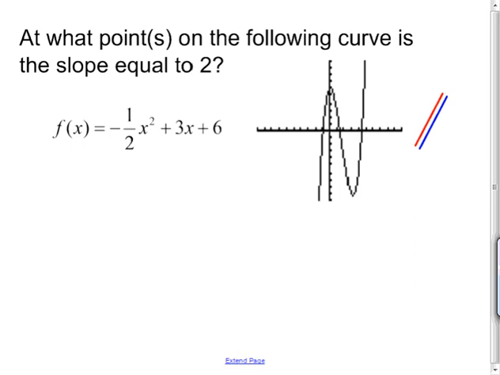Okay, so let's take a look at this example. At what points on the following curve is the slope equal to 2?